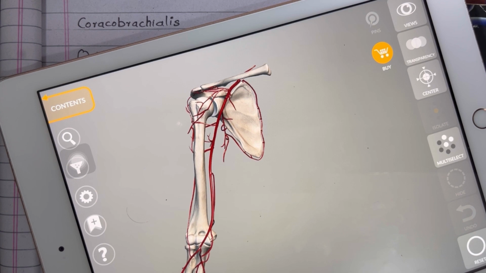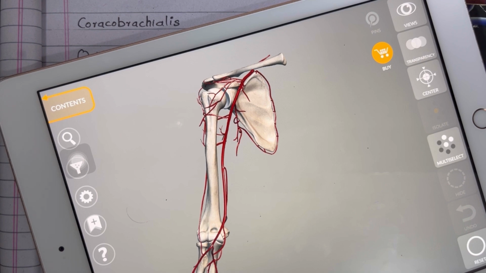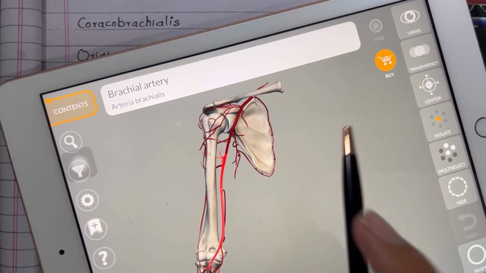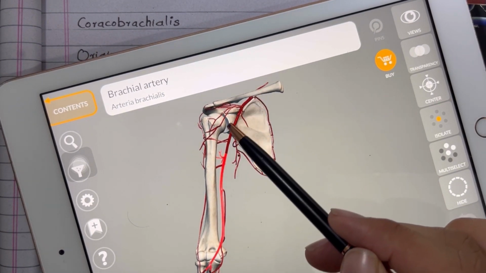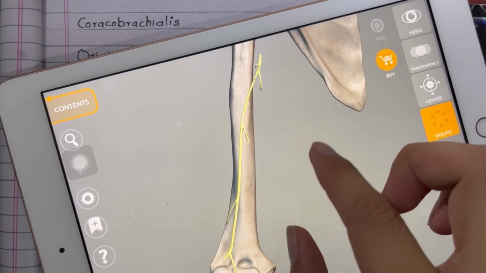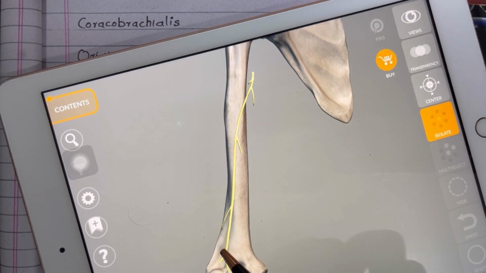Now student, moving toward the blood supply of the Coracobrachialis muscle. So the Coracobrachialis muscle, just like other muscles of the anterior compartment, is supplied by the brachial artery. This brachial artery, as we have discussed, is the continuation of the axillary artery. Now, moving toward the innervation of the Coracobrachialis muscle. The Coracobrachialis muscle is innervated by the musculocutaneous nerve. This is the musculocutaneous nerve. It innervates all three muscles of the anterior compartment of the arm region.